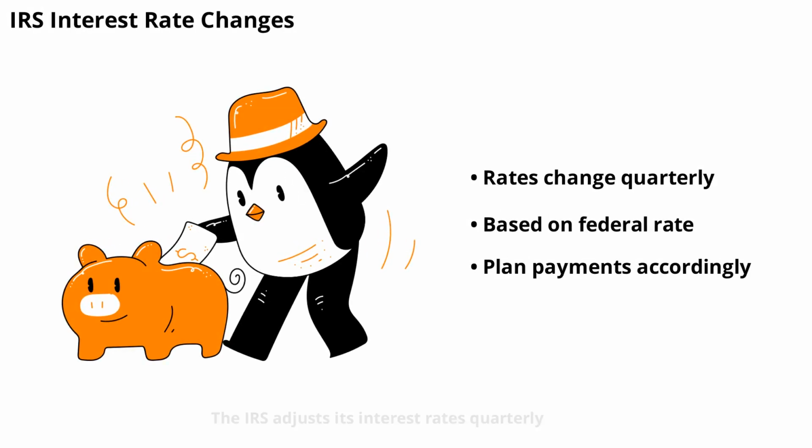The IRS adjusts its interest rates quarterly based on the federal short-term rate. This means the amount you owe in interest can change over time. Staying informed about current rates can help you estimate your total liability and plan your payments more effectively.